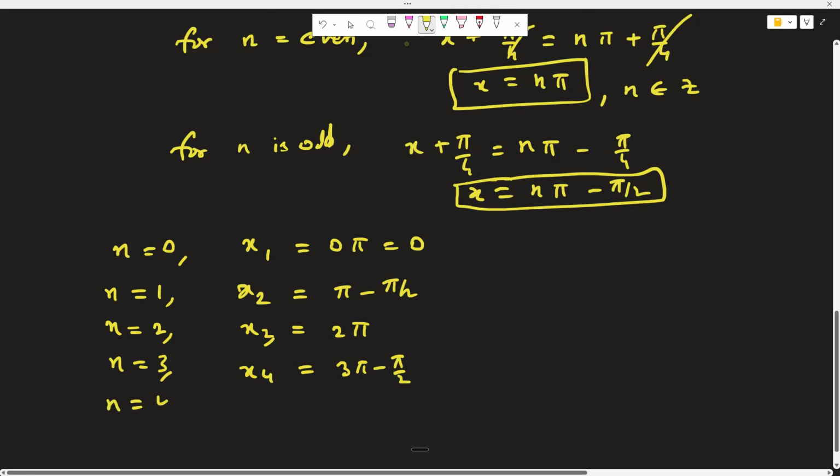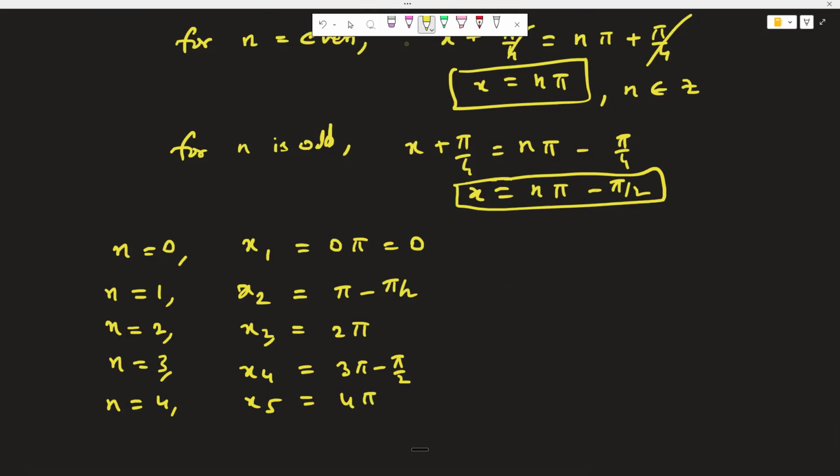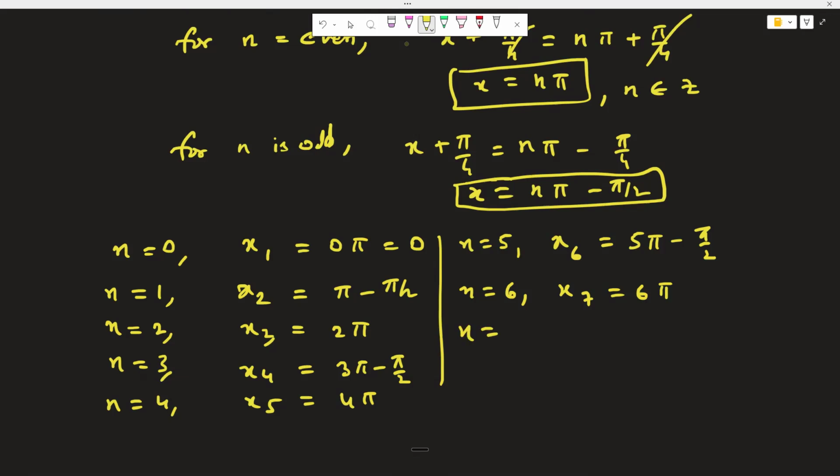For n is equal to 4, which is an even number, it will be 4 pi. Similarly, n is equal to 5, which is odd, so x6 is equal to 5 pi minus pi by 2. For n is equal to 6, which is even, 6 pi. For n is equal to 7, which is odd, its value will be 7 pi minus pi by 2. And for n is equal to 8, which is even, 8 pi.